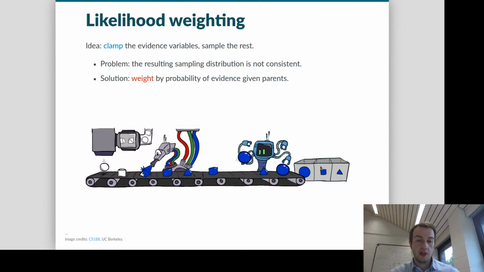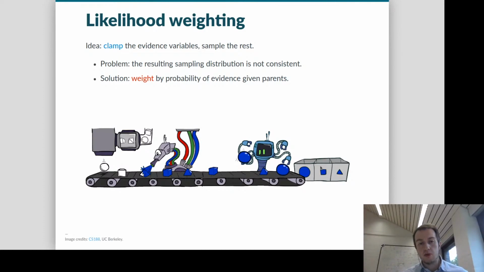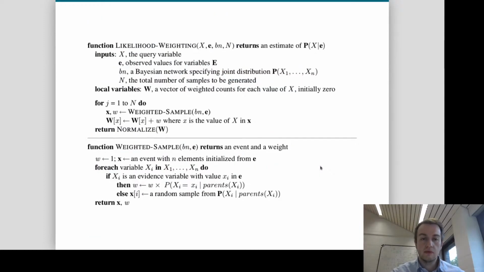That would be much more efficient, but if you were to just do that, you would not compute the correct probability distribution. The resulting sampling distribution would not be consistent. But there is a solution. What you simply need to do is to reweight the samples by the probability of the evidence given the parents. The algorithm that you then obtain is called likelihood weighting.